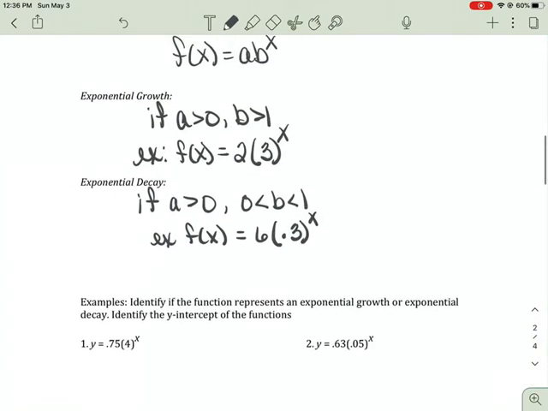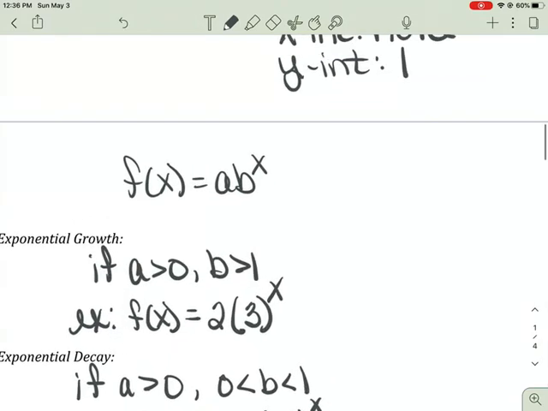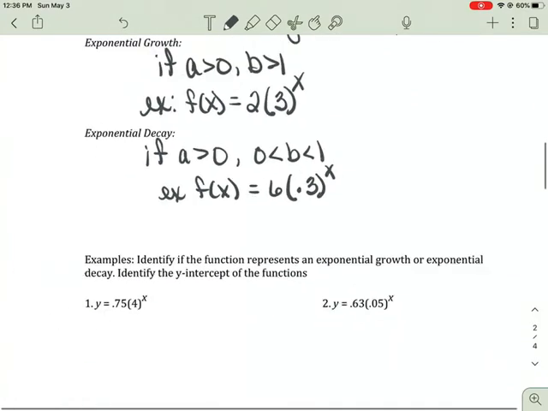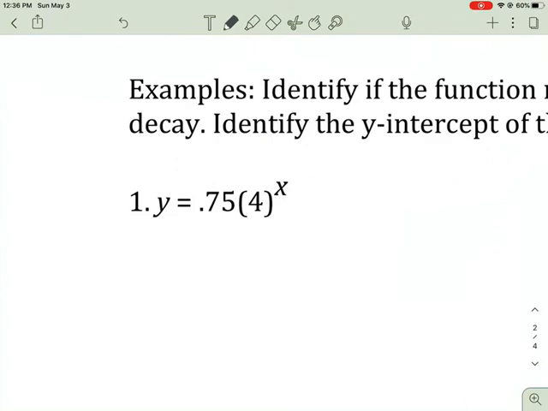All right, so let's take a look at these problems. Oh, by the way, remembering that a is always going to be our y-intercept. And again, it's because if we put 0 in for x, b to the 0 is always going to go to 1. A times 1 is just a, so a is always representing the y-intercept. All right, so let's take a look at these. We want to know, is it growth or is it decay? And then state the y-intercept.